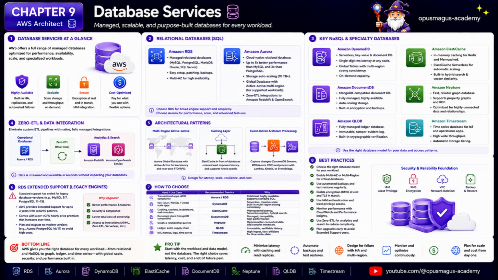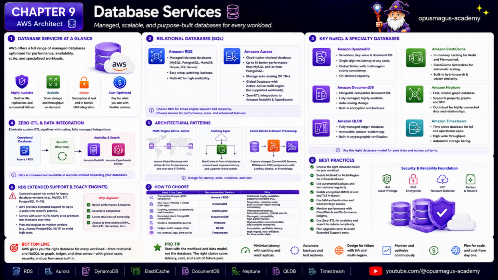Aurora is also where some of the most important modern relational patterns appear. Aurora Global Database supports multi-region read scaling and disaster recovery patterns, and newer active-active or multi-write patterns may matter for selected global transactional workloads. Zero ETL integrations also matter because they reduce the need to build fragile custom pipelines from operational databases into analytics or search systems. The practical lesson is that relational databases are no longer isolated islands. They increasingly participate directly in analytics, search, AI, and global availability designs.